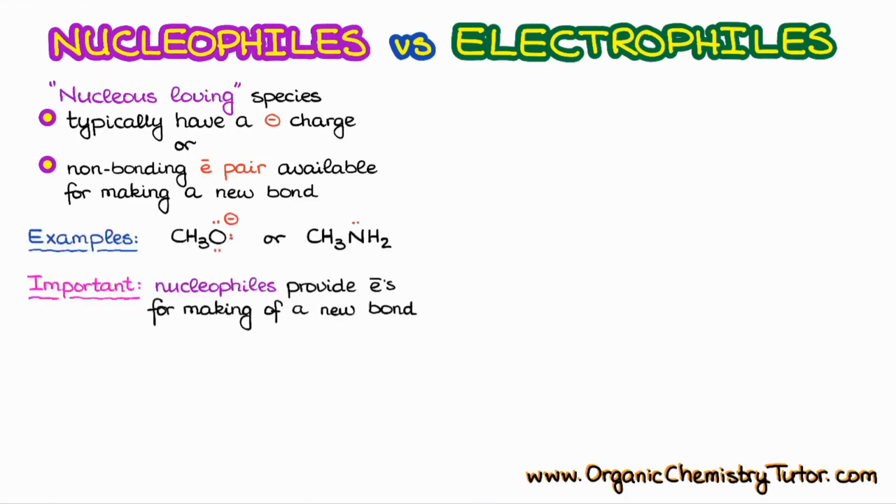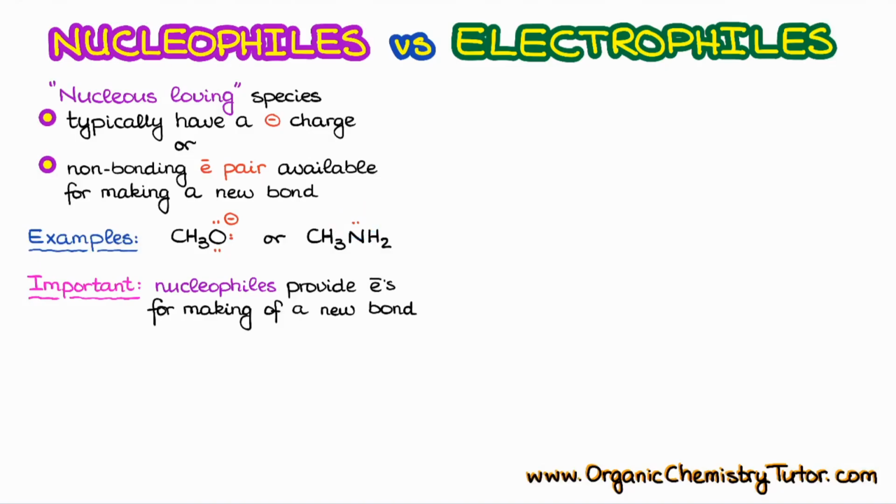For instance, if we look at CH3O-, the one on the left, and CH3NH2 over here, the first one is a negatively charged species, and it has an excess of electron density, which means that it can easily share some of those electrons with electron-deficient species and make a new bond. The species on the right, while not negatively charged, still has an electron pair that can be easily used to make a new chemical bond.